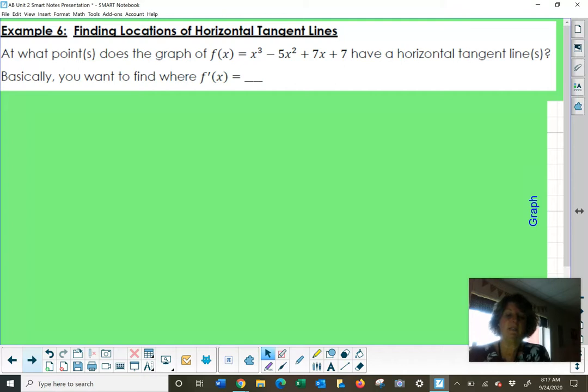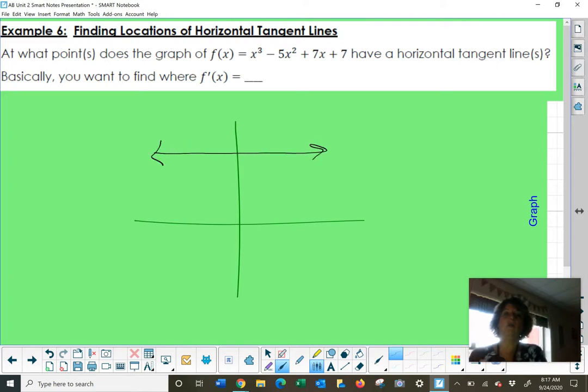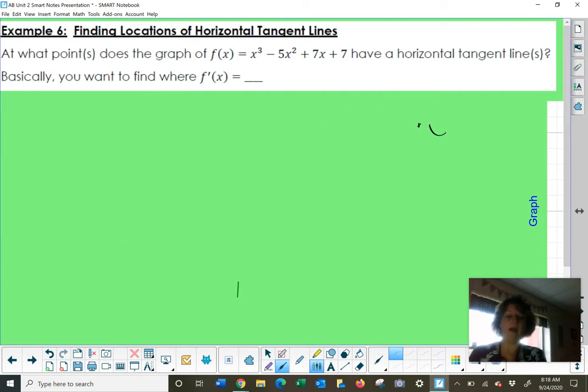All right, example 6. Find locations of horizontal tangent lines. Well, if I had a tangent line, what would it look like if it were horizontal? It would be a horizontal line. Tell me, what slope do horizontal lines have? Horizontal lines have a slope of 0, correct? So if I want to find at what points this occurs for my original function, I basically want to find where the derivative is equal to 0.